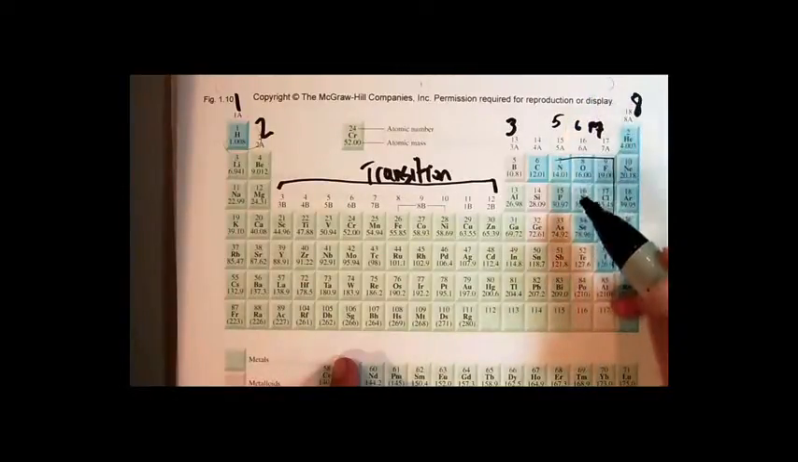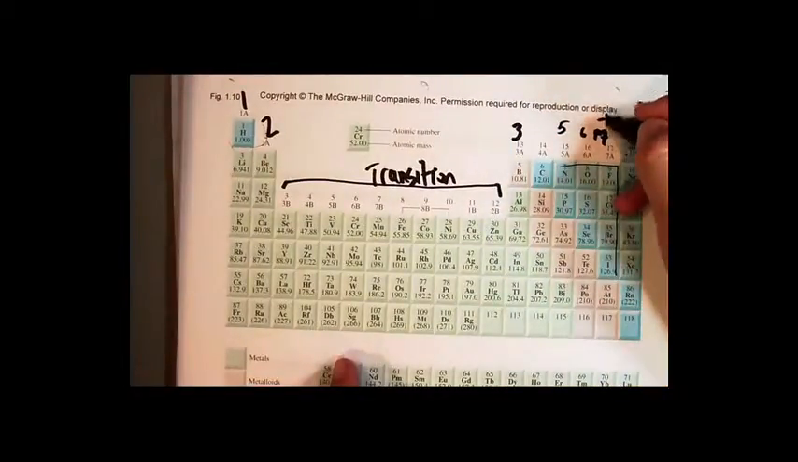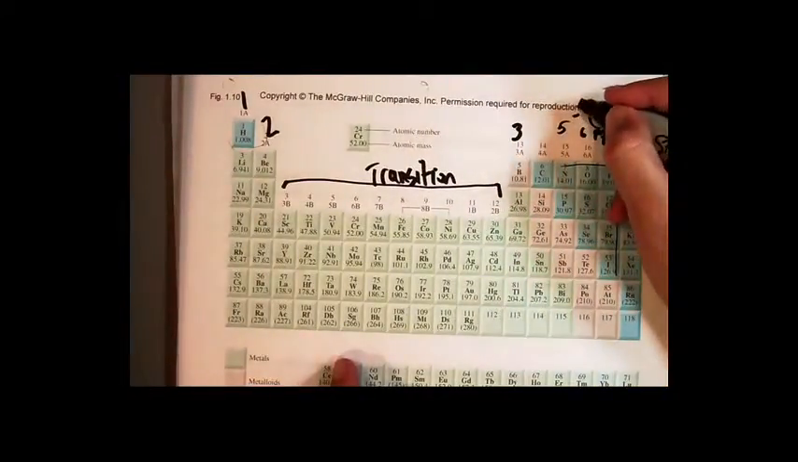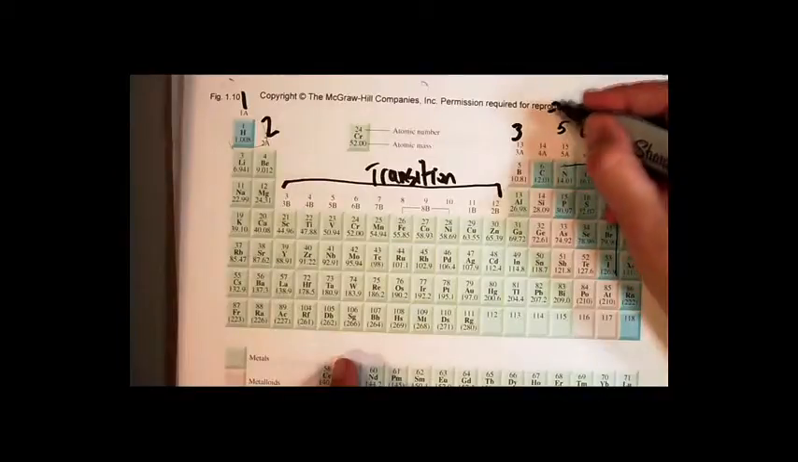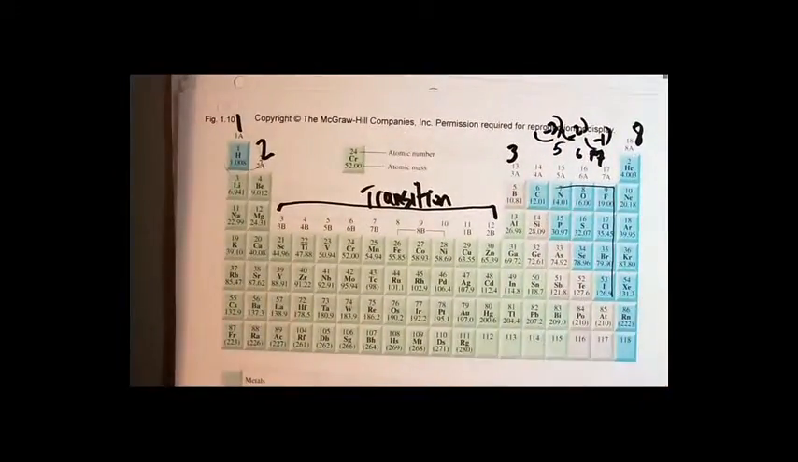The group 6 are going to gain 2, so they're going to have a -2 charge. So group 7 will form ions with a -1 charge, group 6, -2 charge, group 5, -3 charge. Again, I'm telling you this just so you can understand a little bit better the formation of ionic compounds. We'll come back to the details of how the electrons are arranged in the next unit.